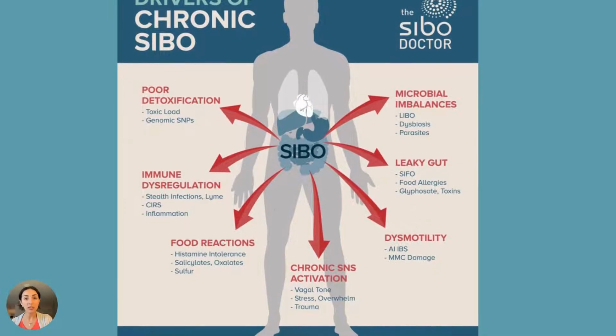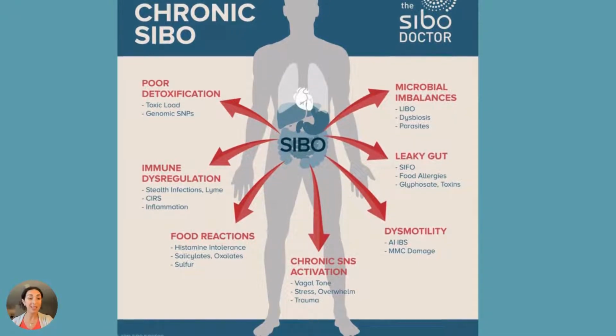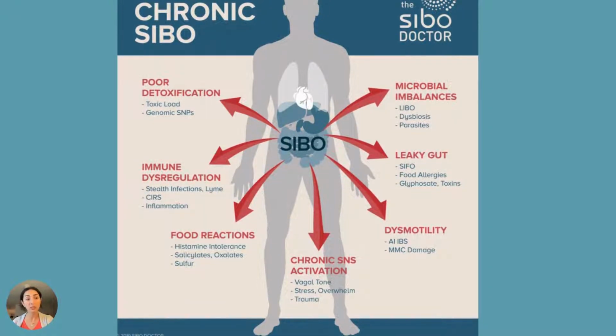Just a few more here. Microbial imbalances, like even parasites in the large intestine. So sometimes a microbiome test, it can't really tell you if there's SIBO up in the small intestine, but it can give you an idea if there's dysbiosis or parasites, E. coli in the large intestines, you have a higher chance of having SIBO in the small intestines. Then we know food reactions as well, histamine intolerance, salicylates, oxalates, sulfur, those can play a role. We'll talk a little bit more about histamines in a few slides.